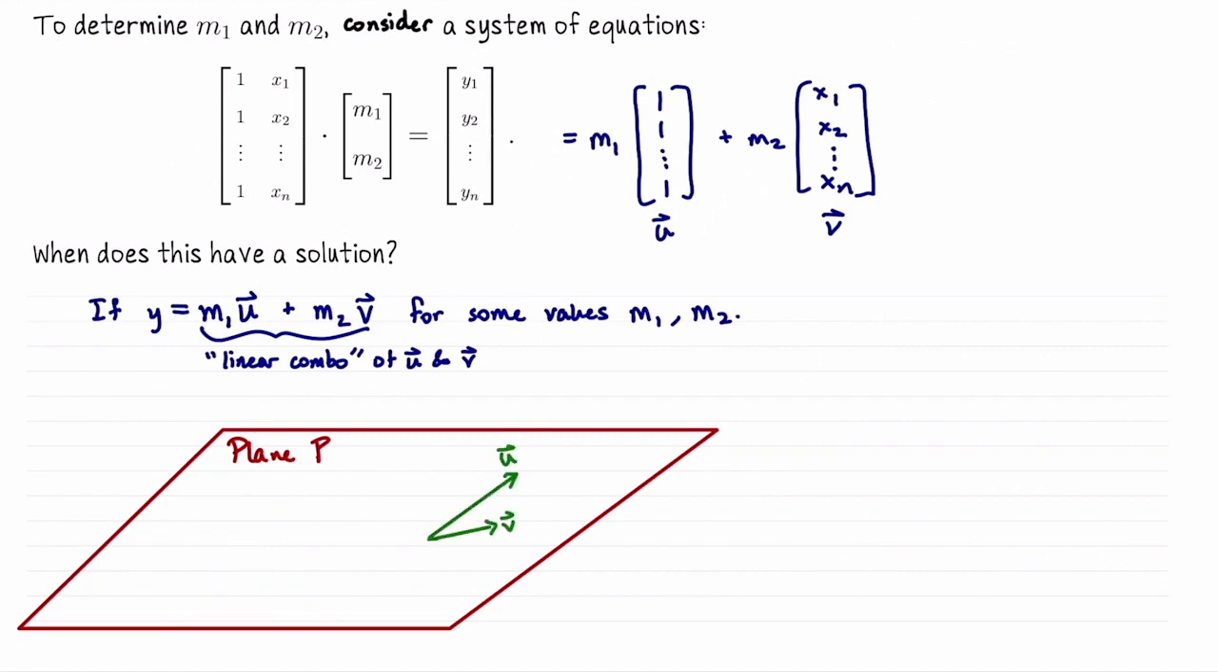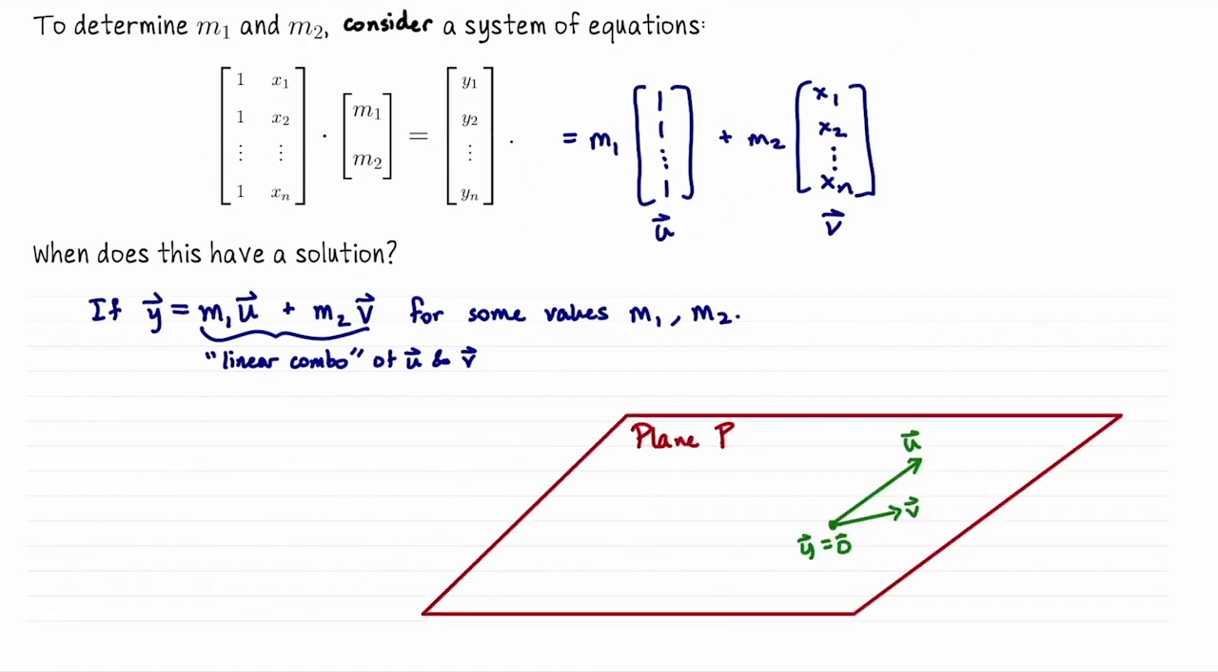Plane P contains the possibility of, say, y equals 0. You would get to that value by just taking m1 and m2 to both be 0. This would be like the vector with n zeros in it. Any other way to take u and v and multiply them and add them together is going to send you somewhere in this plane. So we can also say that this system of equations would have a solution if the vector y lives on the plane P.